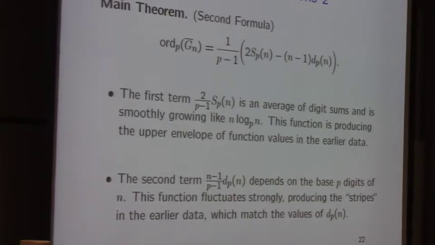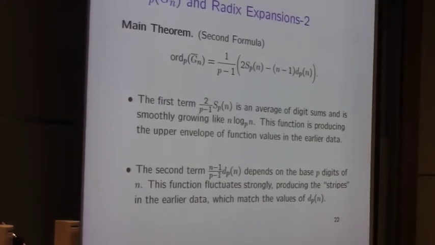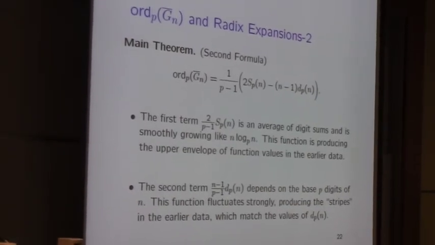And then it has the sum of the digits of n itself, which in base p has, as you know, an odometer-like behavior. A digit goes up from 0 to p minus 1. The odometer rolls over. You get some cancellation. And it's that d_p of n, which is multiplied by n, that's producing the stripes that you're seeing in the picture. There's an s_p of n that's giving you the big growth. And the second term is fluctuating strongly, and it's producing the stripes. And the first term is just kind of smoothly increasing.